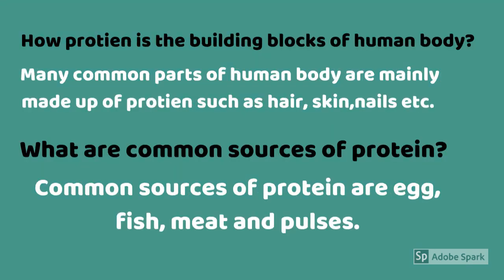Now there are a few questions which arise in our head while studying protein. The first one is, how is protein the building block of the human body? Many common parts of the human body are mainly made up of proteins such as hair, skin, nails, etc. And the second question is, what are common sources of protein? The common sources of protein are egg, fish, meat, and pulses.